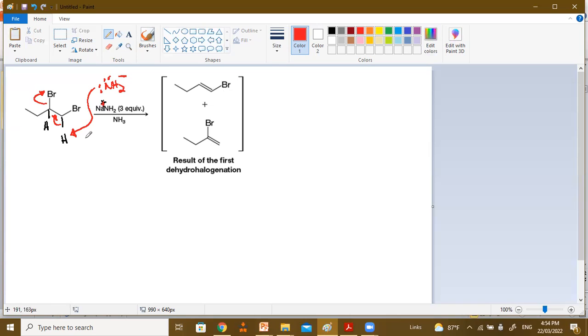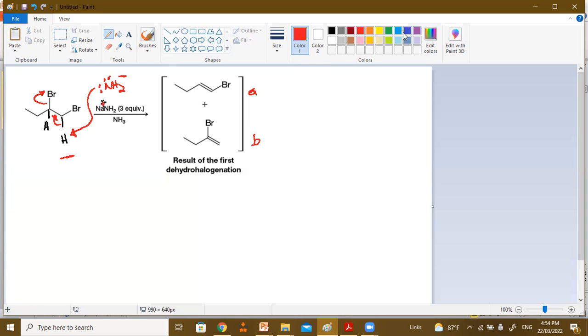If this amide will abstract this proton here, what is your first product? What would be your product? Is it the first or the second? Is it A or is it B? Anyone? Okay, so it will be A.